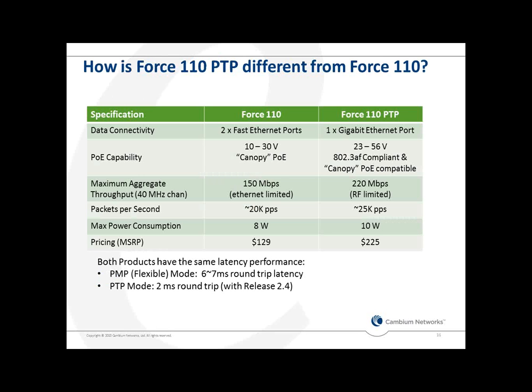So here's another chart which shows the differences between the two products. Again, the Force 110 has two fast Ethernet ports, and the 110 PTP has the gigabit Ethernet port. In addition, there's higher packets per second supported on the Force 110 PTP, and both of these solutions can be utilized with either the flexible frame ratio mode, which has a round-trip latency of 6 to 7 milliseconds, or this new enhanced point-to-point mode with a 2 millisecond round-trip latency.